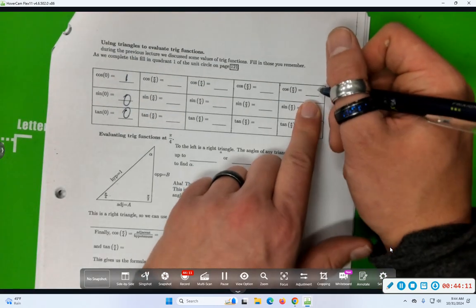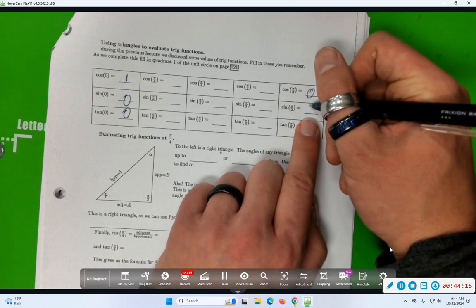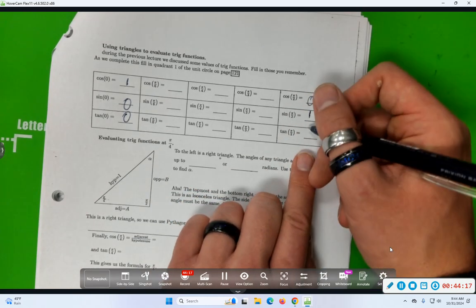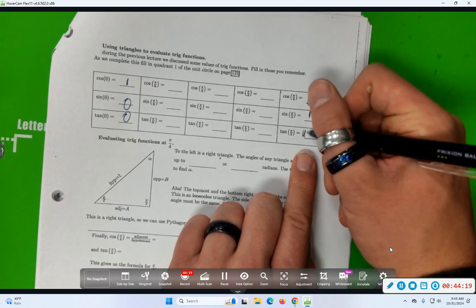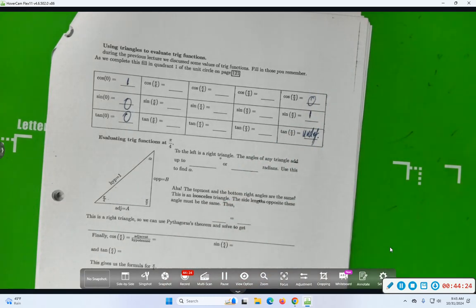Pi over 2 we also know. Cosine of pi over 2. Sine of pi over 2. Tangent pi over 2. Undefined because it'll be 1 over 0, which is not something you can make sense of. Let's start by trying to figure out trig functions at an angle of pi over 4 radians, which if you like is the same as 45 degrees, but I'll walk in radians.